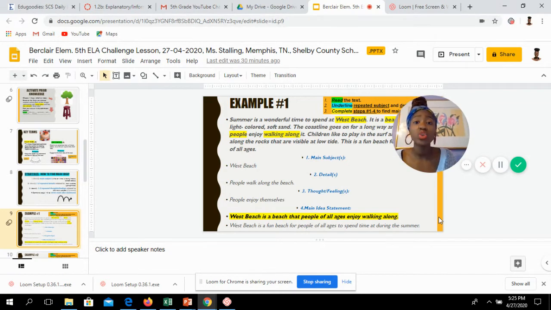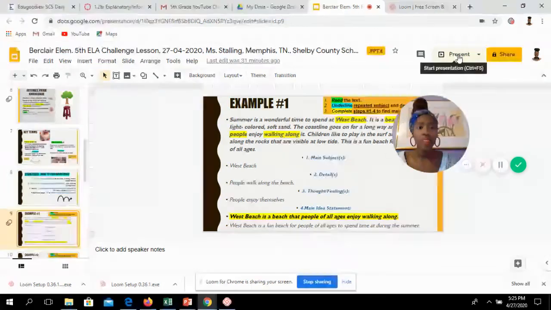You don't have to write two main idea statements. There are different ways that you can formulate your main idea. Now I didn't just say West Beach, comma, people walk along the beach, comma, people enjoy themselves. Yes, you do steps 1 to 3, but you have to put it in a sentence. So feel free to add more verbs. I said West Beach, the main subject, is a beach that people of all ages enjoy walking along. I added the words of all ages. So definitely be creative, okay?